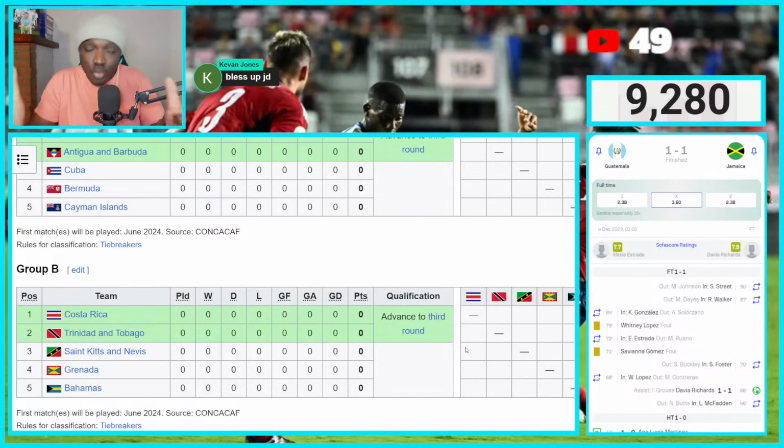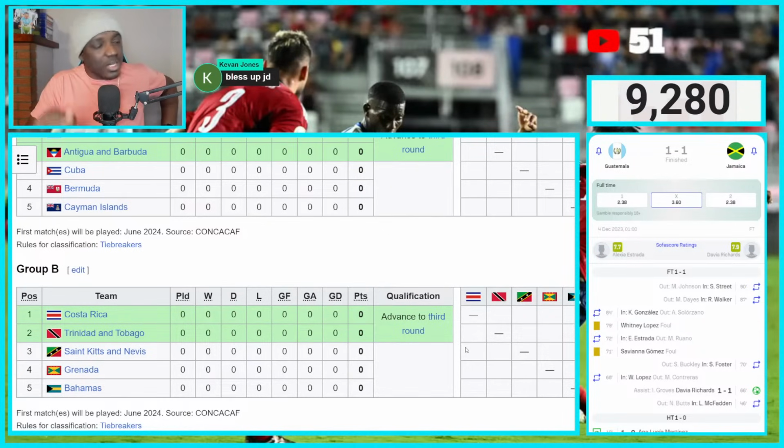Are they ready? Let me know. Trinidad and Tobago, St. Kitts, Grenada, and Bahamas. Those are the 5 in this group. Do you think that Costa Rica will be the main team going in? I like Trinidad. I think that they're doing a good job, but I still believe that Costa Rica would be the first ranked team here.